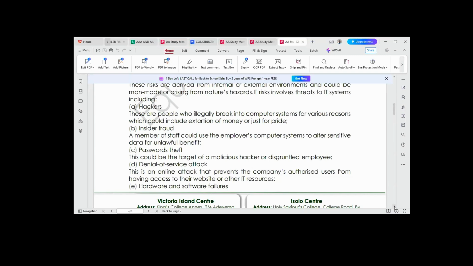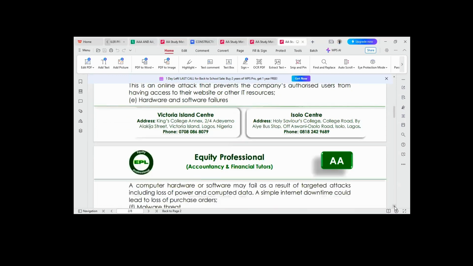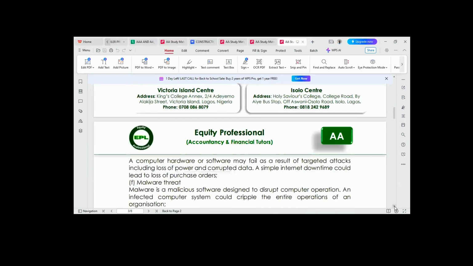Hardware failure could be that the power pack is no longer charging, or the fan on the laptop has stopped working. All of these are what we know as what? Hardware and software failures. Okay. Another one could also be a simple internet downtime. Okay. That makes it difficult for people to raise their orders.